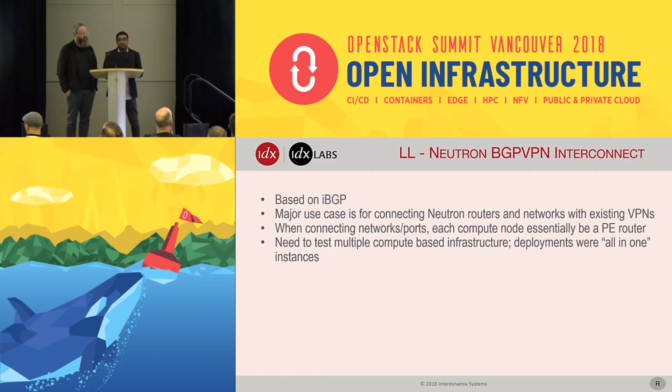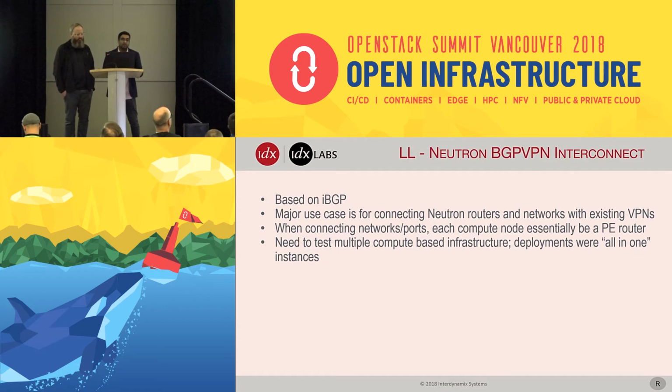And then Neutron BGP interconnect. The major difference between the two was where we're going to place it. One, you can place on the CE side, and this is acting more as a PE, not as a CE, but the CE could be the VMs inside it. And it's based on iBGP.